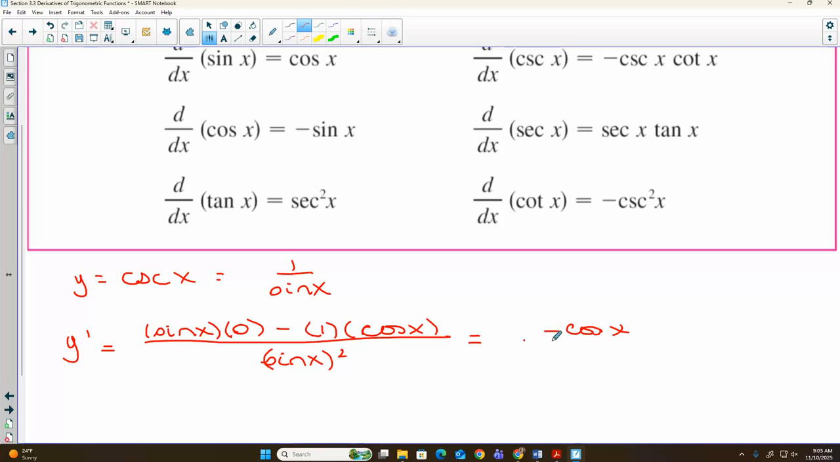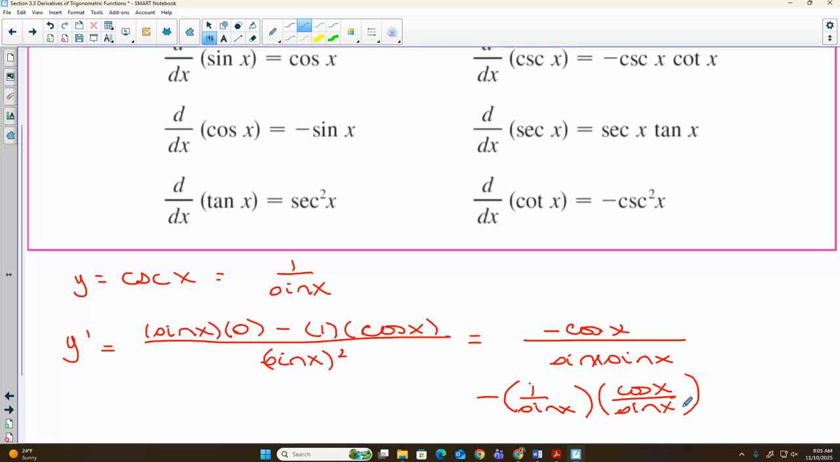The bottom, sine squared, that's like sine times sine. So if you separate this, you have a negative, you could think of it as like a 1 over sine times a cosine over sine. That was a trick we did a lot back in trig when we were working our identities. 1 over sine is cosecant. Cosine over sine is cotangent. So the derivative of cosecant is negative cosecant cotangent.